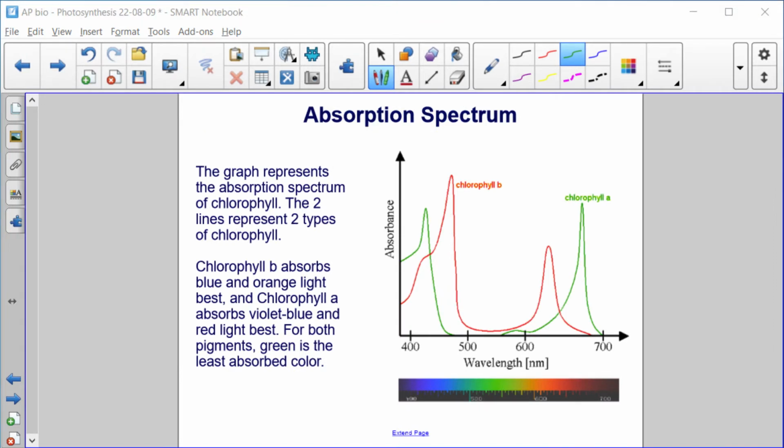This graph represents the absorption spectrum of chlorophyll. The two lines represent the two types of chlorophyll. So in green, we have chlorophyll A, and in this reddish orange, we have chlorophyll B. Chlorophyll B, you can see, absorbs blue light right here, and orange light down here, best. And chlorophyll A absorbs violet blue and red light best. For both pigments, this green in the middle is the least absorbed color.